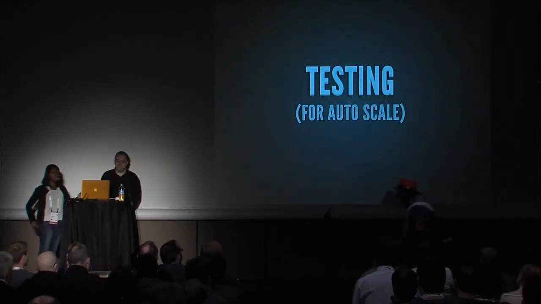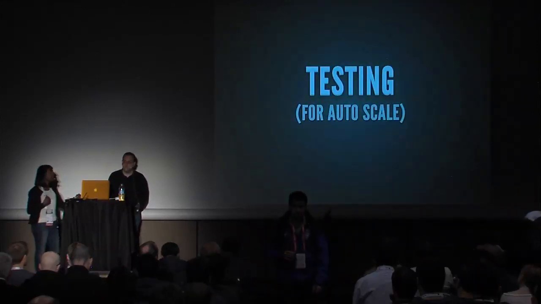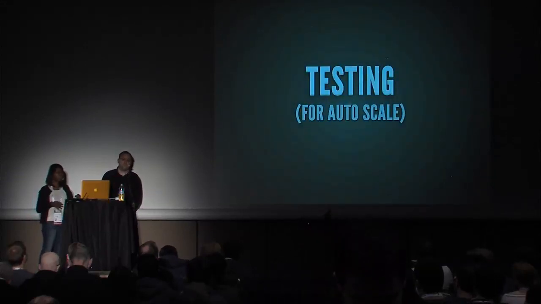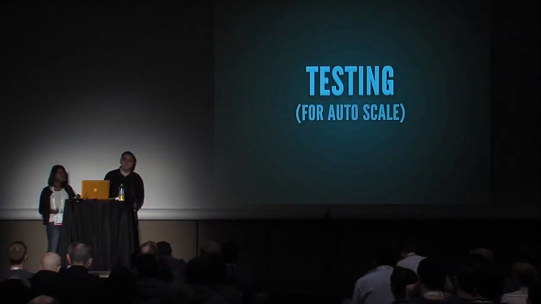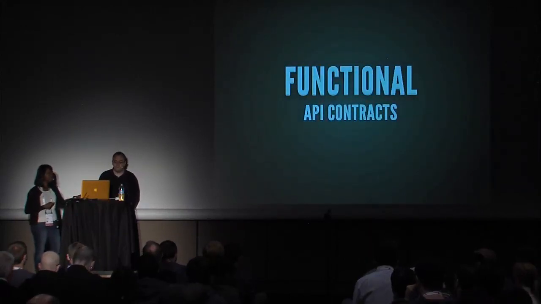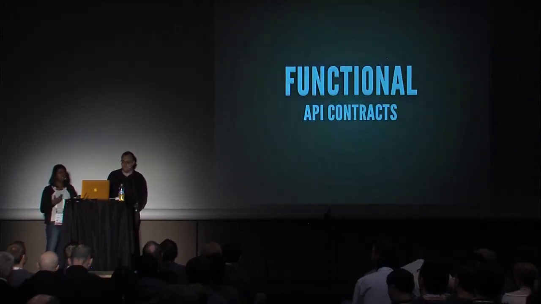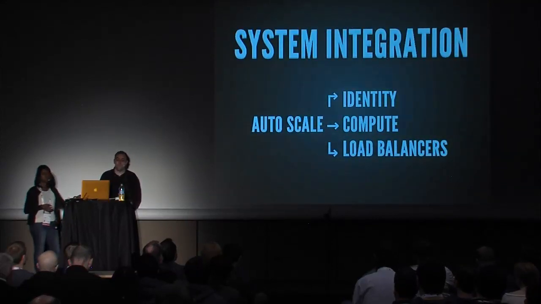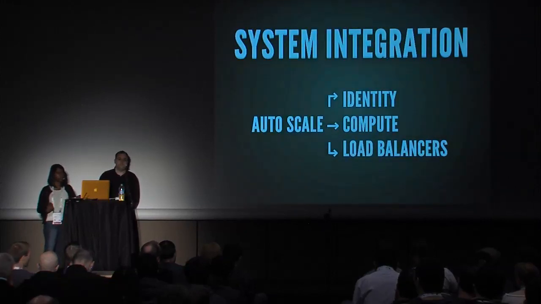As Autoscale was interacting with so many other systems, testing Autoscale did not mean just testing features of Autoscale, but also that all the systems that Autoscale depended on, if any of them did not behave as expected, Autoscale did not crumble and crash, but was consistent and able to handle these errors gracefully. So there were two kinds of tests for Autoscale. One was the functional test that validated the API contracts. These tests verified that the Autoscale API responded accurately for given valid or malformed requests. And the other was the system integration test. These were more complex tests. These verified the integration between Autoscale and identity, compute, and load balancers.